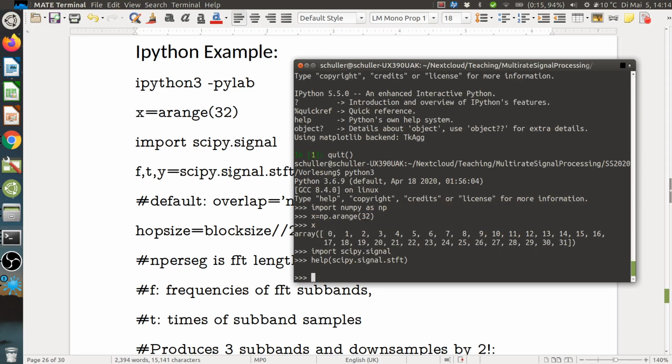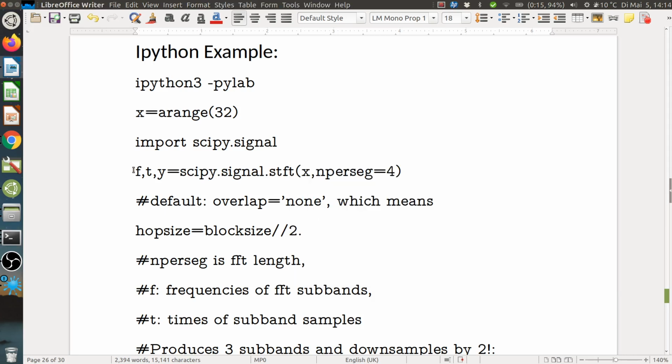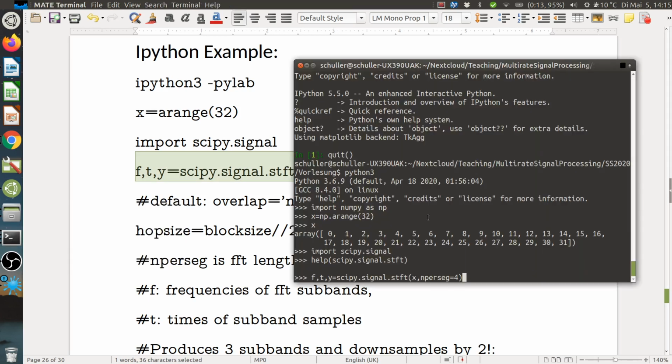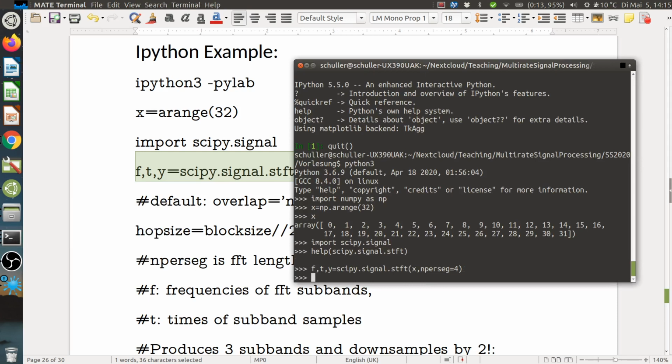Okay, so now we can just apply it. Here we are using just a block size of 4, so it's rather short, basically fitting to our short signal. So copy and paste it here. So now we are done, and then we can take a look at what's inside F.